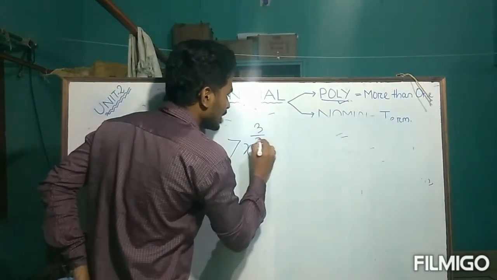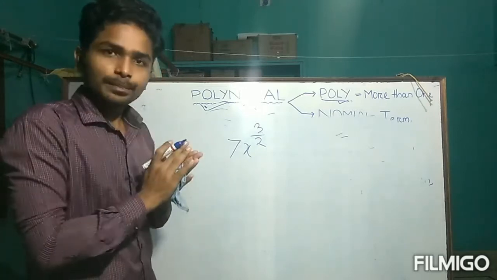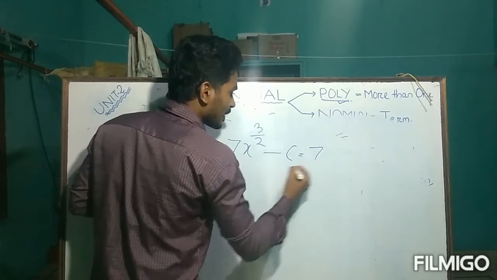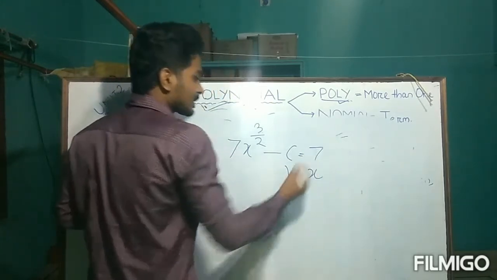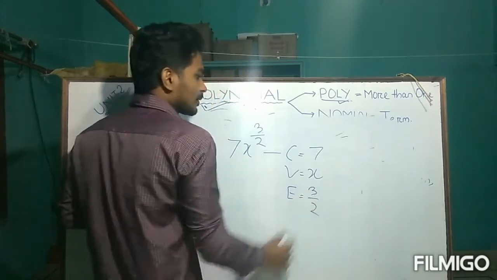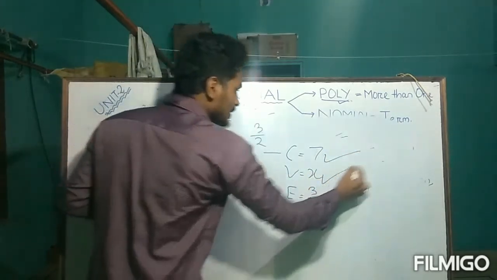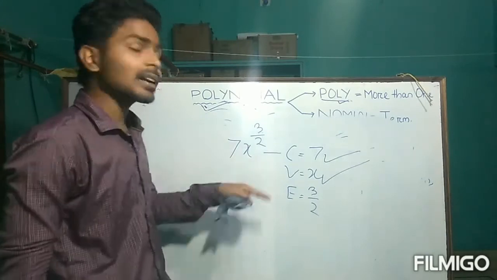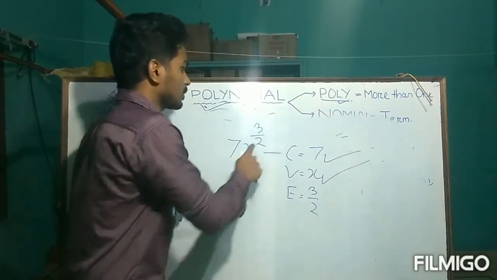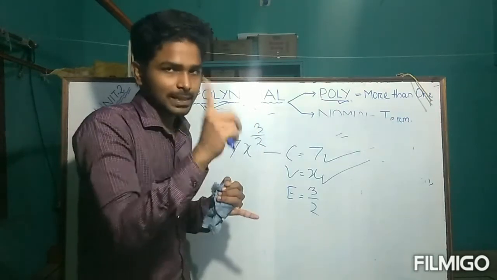7x to the power 3 by 2. Is it a polynomial? Let's check. Here the coefficient is 7, the variable is x, and the exponent is 3 by 2. So the first condition is satisfied, the second condition is satisfied. Now the third condition: the exponent must be non-negative. It is positive, so it is satisfied.